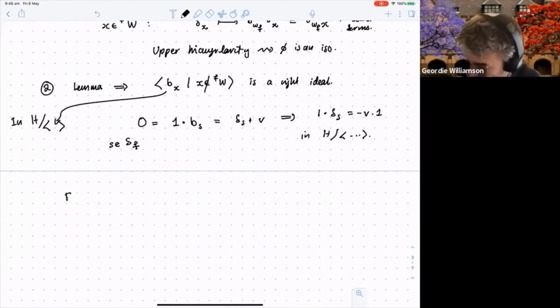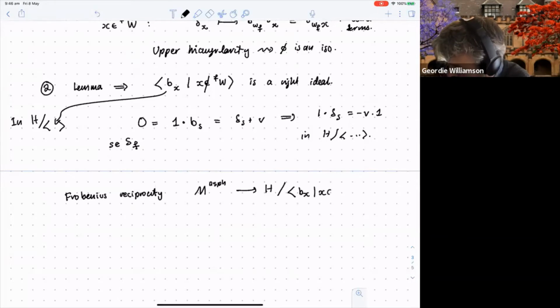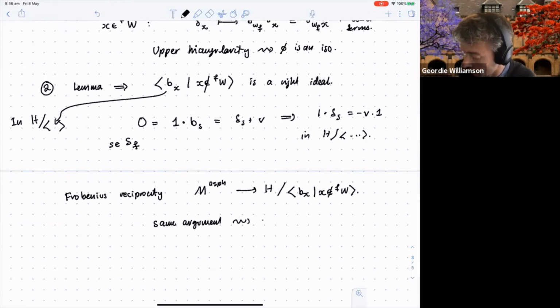So as before, by Frobenius reciprocity, we get a map from M antispherical to H modulo this ideal. And now the same argument shows it's an isomorphism. Okay, this side obviously has a basis given by Kazhdan and Lusztig elements corresponding to elements that are minimal, and that's upper triangular in the standard basis, which consists of delta_x's for x minimal.